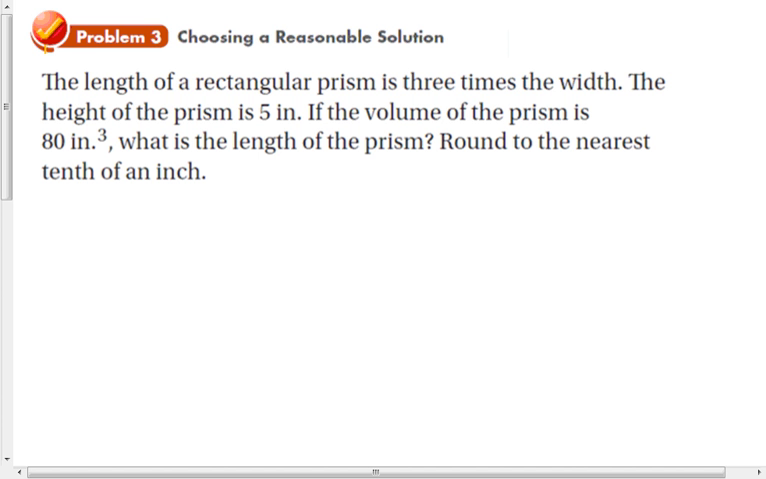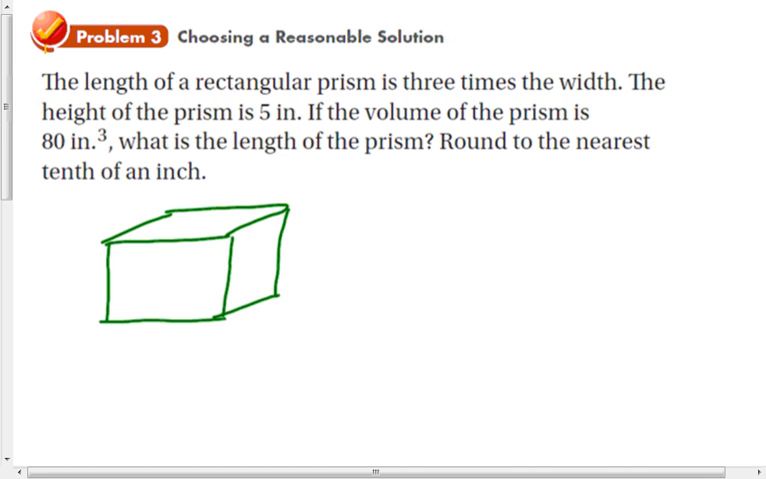All right, so let's put these ideas to work and solve the problem here. It says the length of a rectangular prism is 3 times its width. So let's just draw a little rectangular prism here. And its length is 3 times its width. So we could do something like that. If the volume, and the height is 5, so we'll label that 5. If the volume of the prism is 80 cubic inches, what is the length of the prism, rounded to the nearest tenth of an inch?